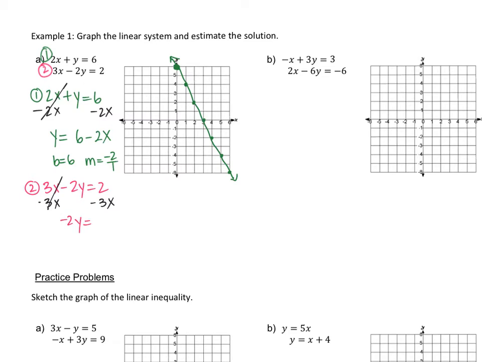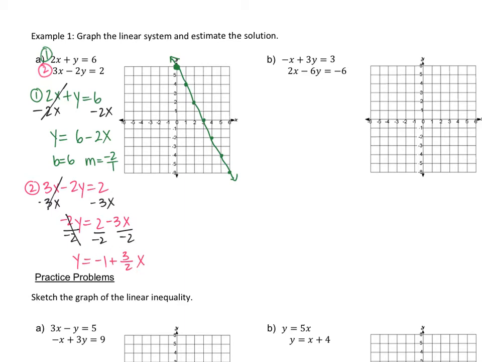And so now you have 2 minus 3x. So I'm going to divide by negative 2. And when you're dividing, you need to divide every term by negative 2. So this gives you negative 1. If you divide negative 3 over negative 2, that is a positive 3 over 2x.